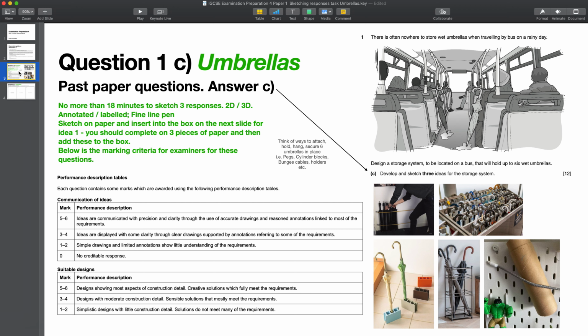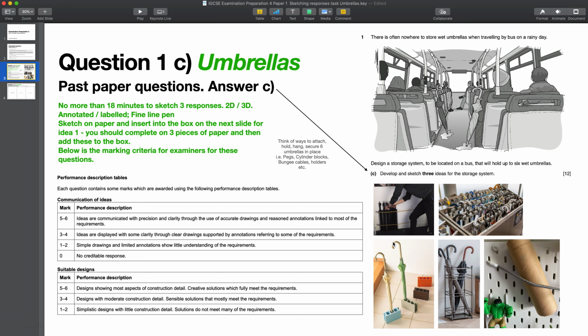However, the topic today is one that we visited earlier in the lessons, which is about the storage of umbrellas. Particularly umbrellas that are wet when traveling on a bus. The question is the same as it has been for all 1C questions, which is to develop and sketch three ideas for the storage system.